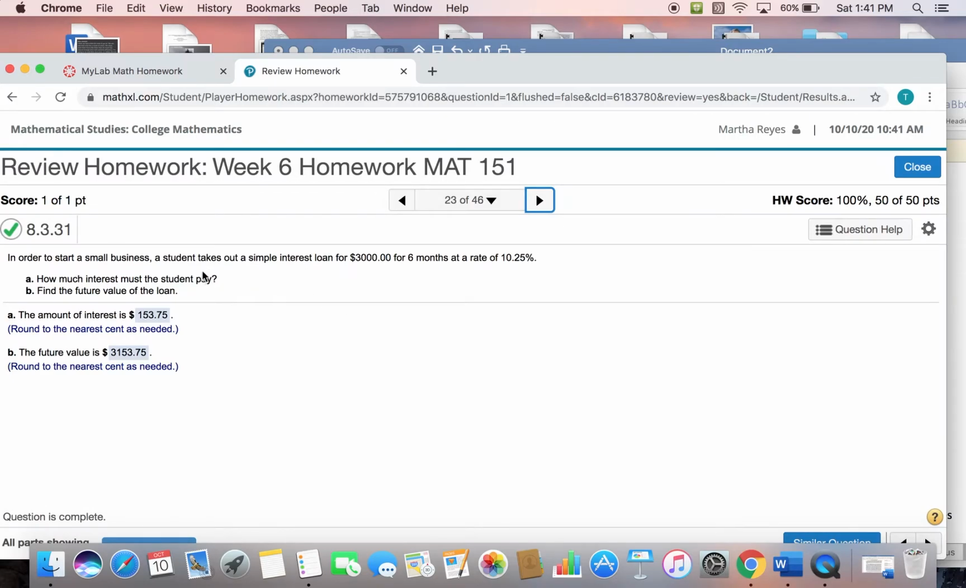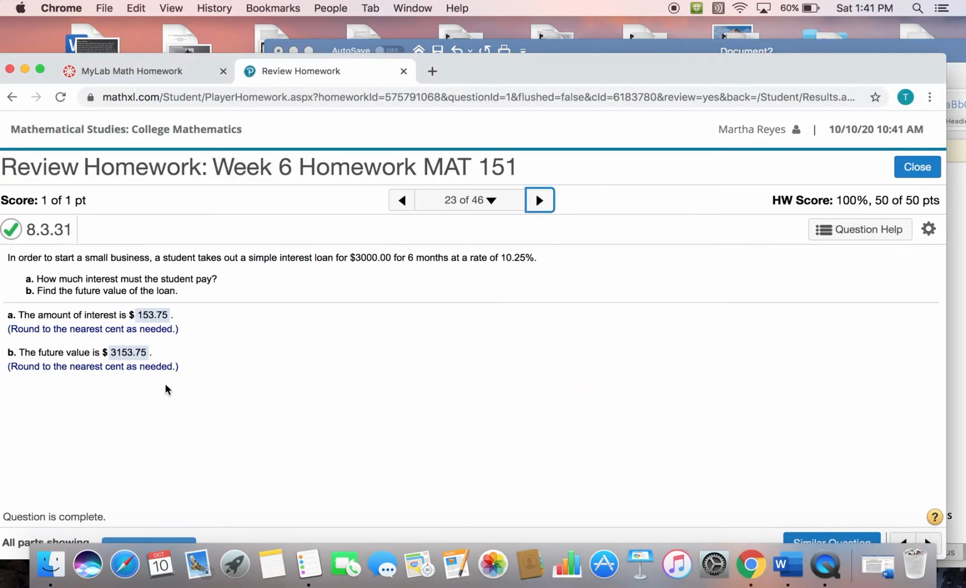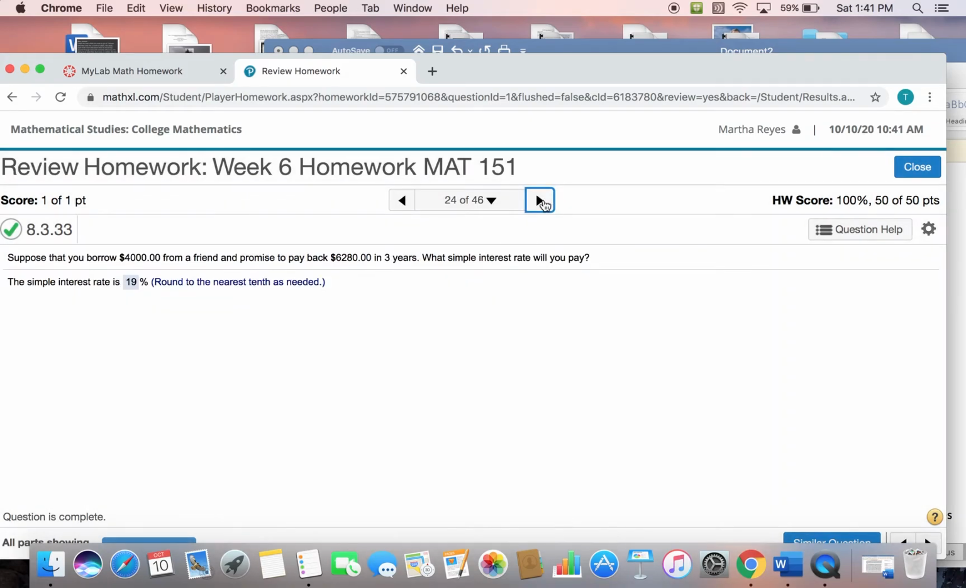Okay. In order to start a small business, a student takes out a simple interest loan, $3,000 for 6 months at a rate of 10.25. This is once again going back to the simple interest calculation, right? The PRT. So you're using these two. You don't even need the compound one yet. Okay, you're solving for A eventually. So the interest is just I equals PRT, and then you're adding that to the initial, right, to get the future value, which is A.